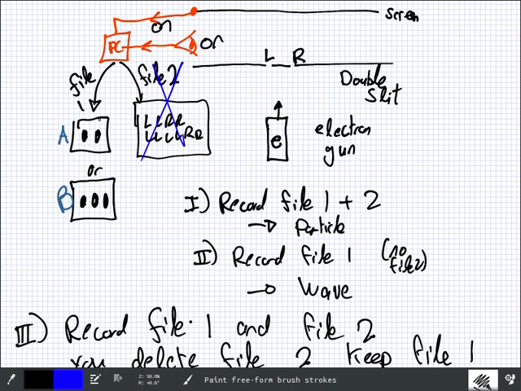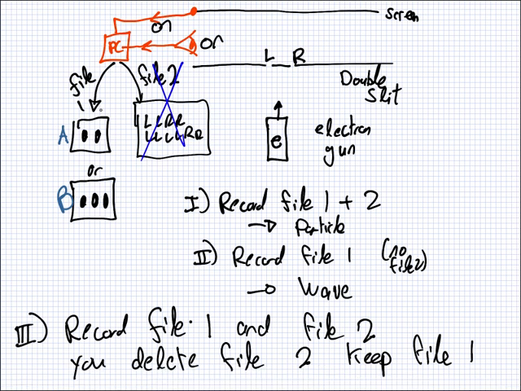So if I just put a camera and then turn it off, is it particle or wave? If you just have a camera, turn it on or off. Turn off the camera, it's a wave. Turn on the camera, it's a particle. Turn on the camera, but don't look at the picture. Delete the picture. Particle.